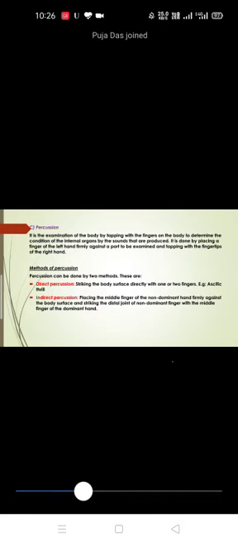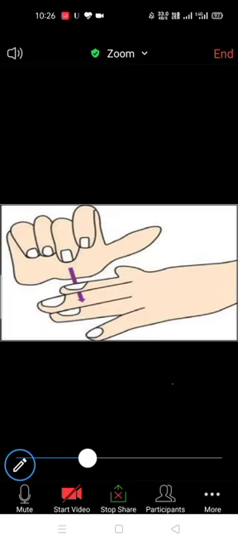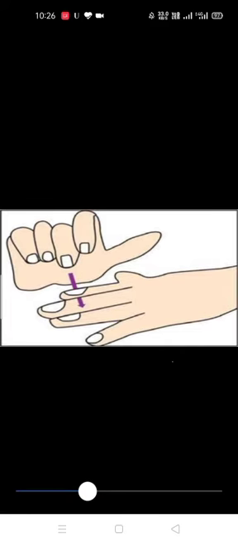and the sounds produced while tapping, by that sound you will determine the condition of the body. Okay, so how you do the percussion, here it is.